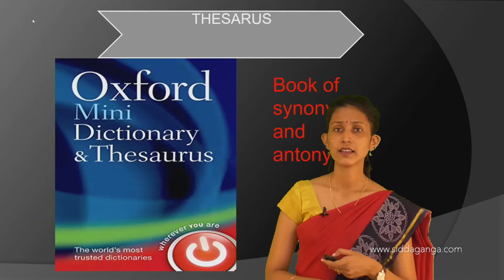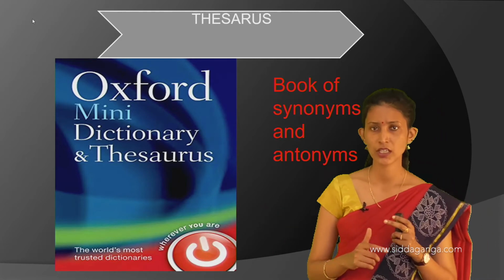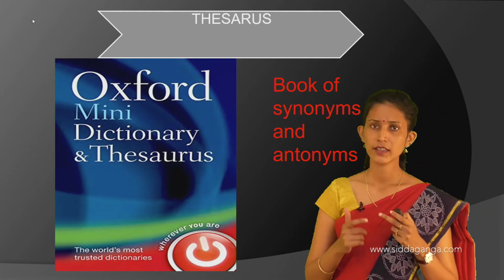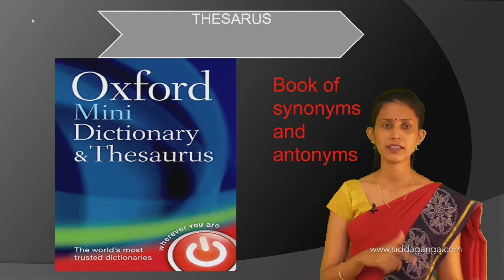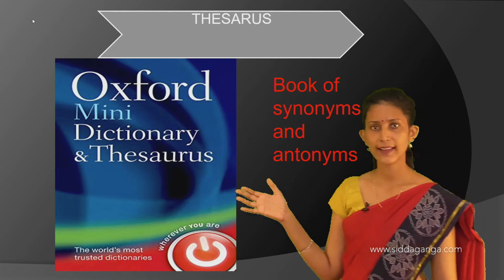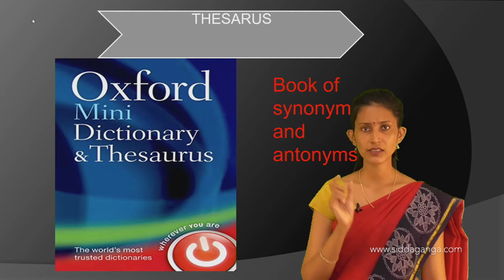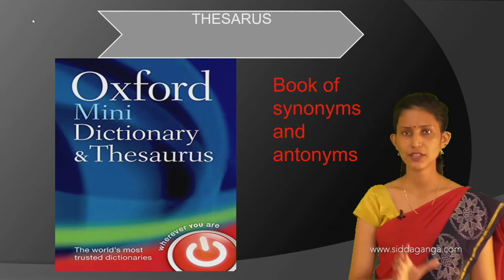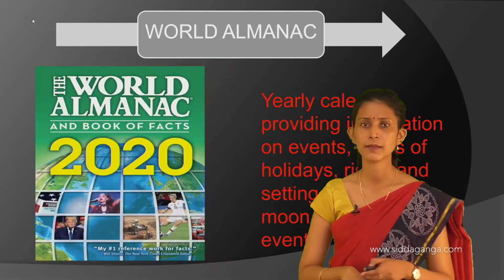Next is a thesaurus. What's a thesaurus? A thesaurus is a little different from a dictionary. Though you find synonyms and antonyms in a dictionary, this book is separate. See this, Oxford Mini Dictionary and Thesaurus. So both are included in one. But a thesaurus actually means where you find antonyms and synonyms.